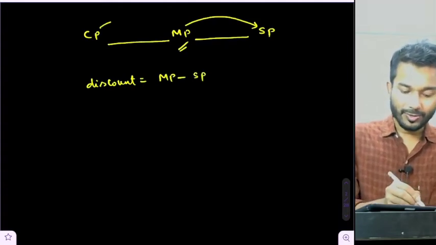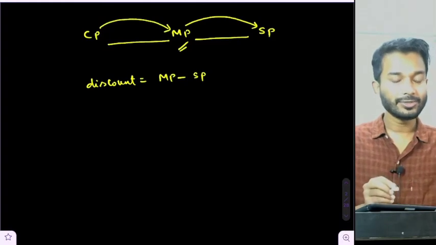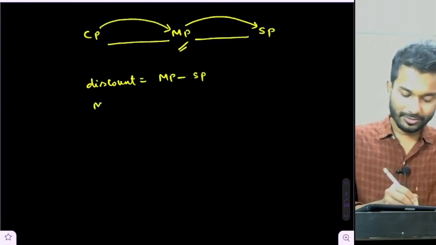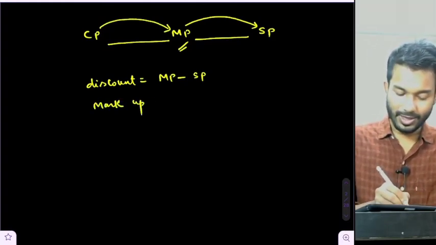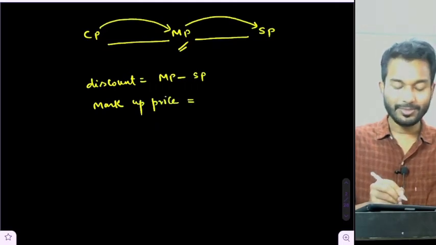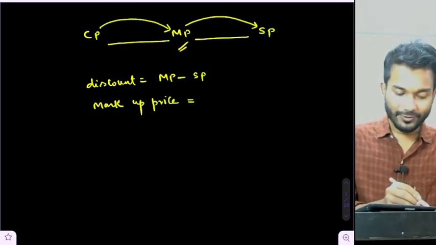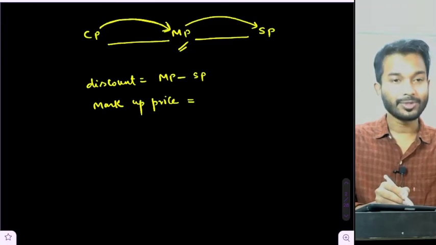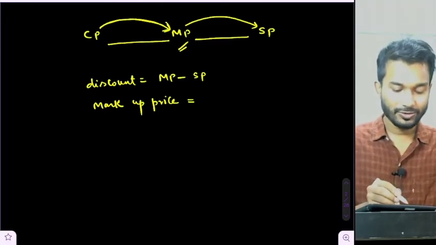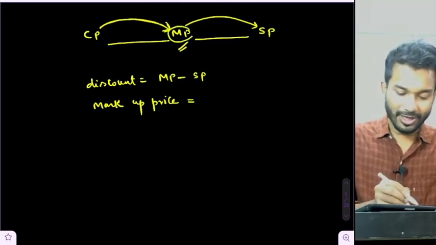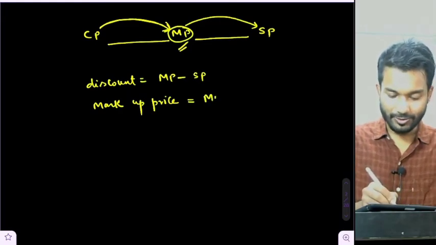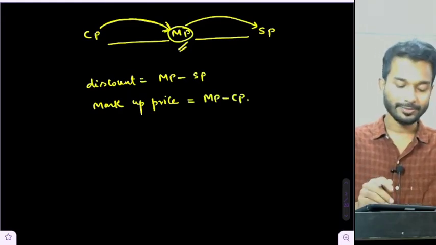Then from cost price to mark price, there is a term involved called markup price. If I ask you what is the markup price? Markup price is from where to where? Cost price to mark price. And larger minus smaller. So which will be larger? Definitely mark price is larger. So this will be our what? Mark price minus cost price.